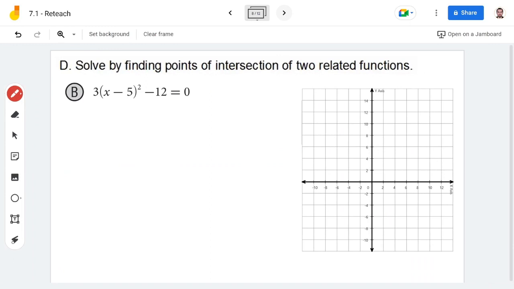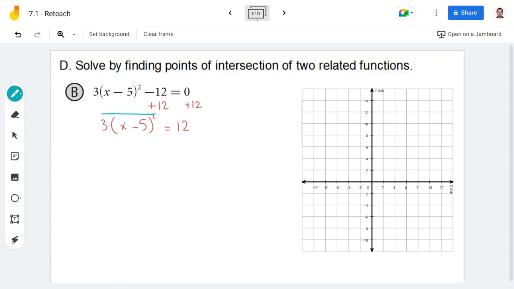Okay, I hope this is clear. Let's take one more example. Do the same steps. So first step, we need to add 12 to both sides. So add 12, add 12. So we have 3x minus 5 squared equals 12. Now we have two functions.